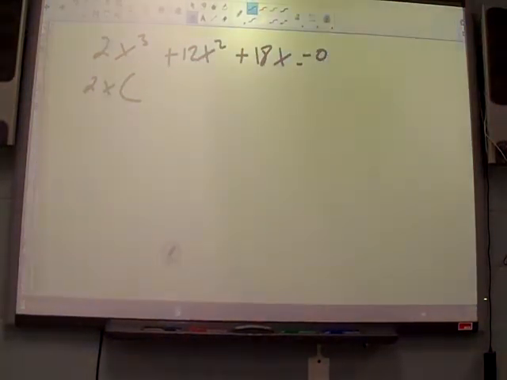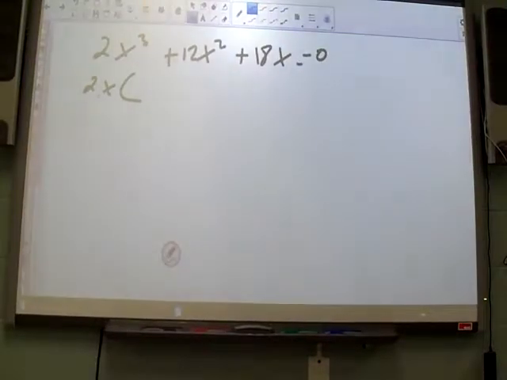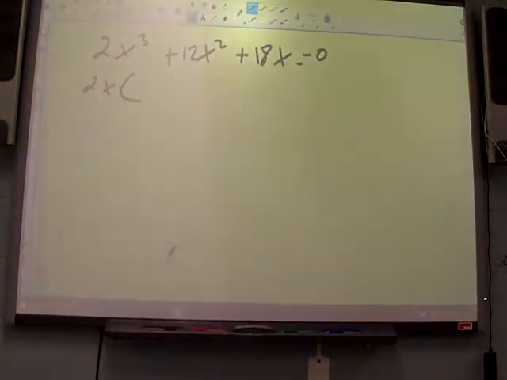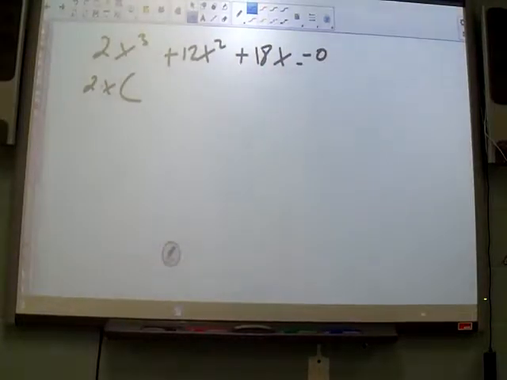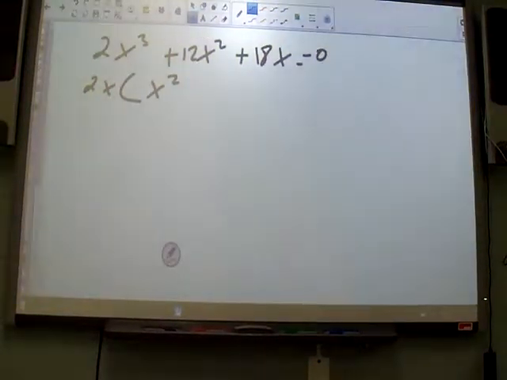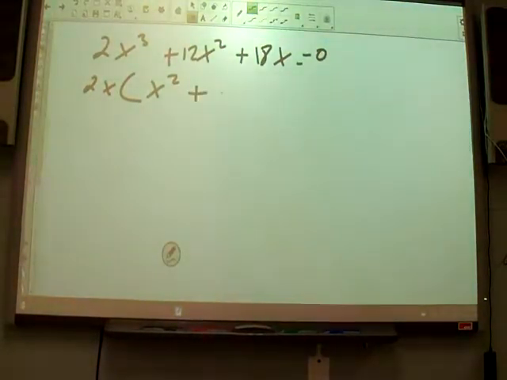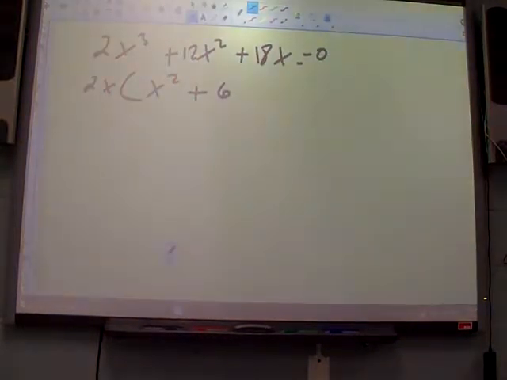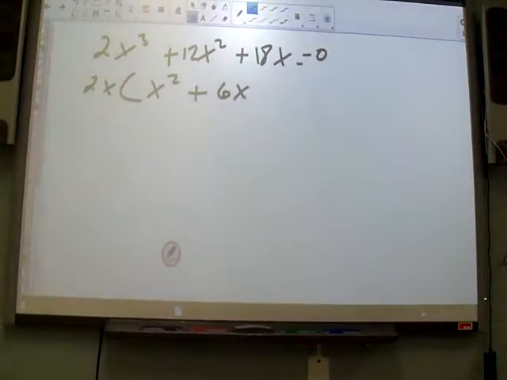So if it was a 2x cubed and we divided it all by 2x, what's left in the first place? Not a 2, we took the 2 out. X squared. So just x squared, because we took the 2 out. Plus 6x. Grant said 6x. Y'all following that? Because 12 divided by 2 is 6.